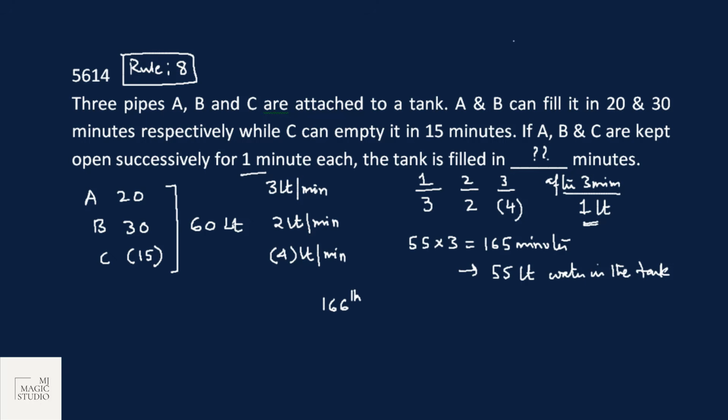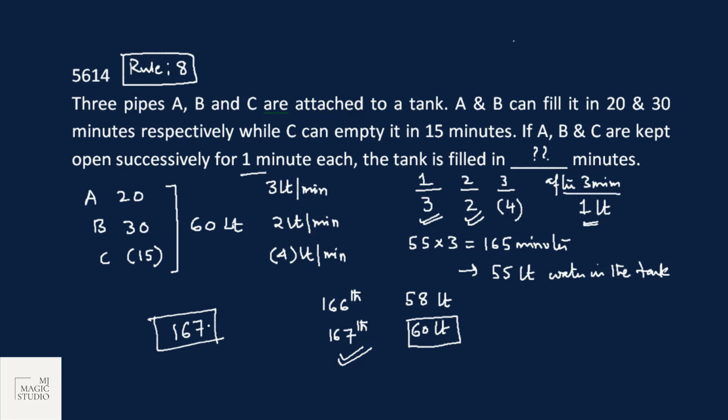Now, at the end of 166th minute, 3 more liter is pumped in. That means there is 58 liter water in the tank. At the end of 167th minute, 2 more liter water would be pumped in by pipe B. There would be 60 liter water in the tank. The tank will be filled up in 167 minutes. And we will type 167.